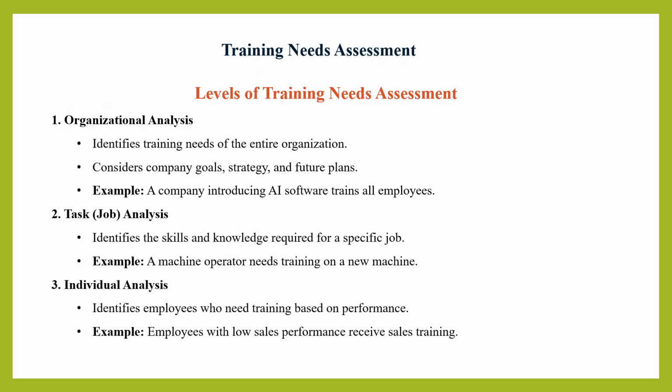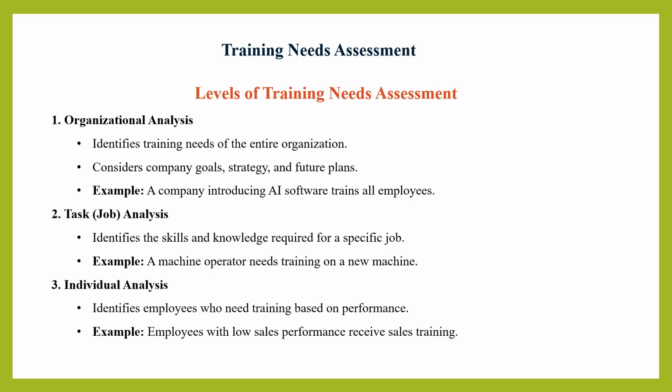Now let's focus on levels of training need assessment. Training need assessment is carried out at different level. Three different level means those are: first one is organizational level, second one is task or job analysis, and third one is at individual level. So let's see one by one. Here the first level is organizational level. Here the organization identify the training required based on its goal, strategy and future plan. For example, if company introduce artificial intelligence software, so all the employee may require AI training.